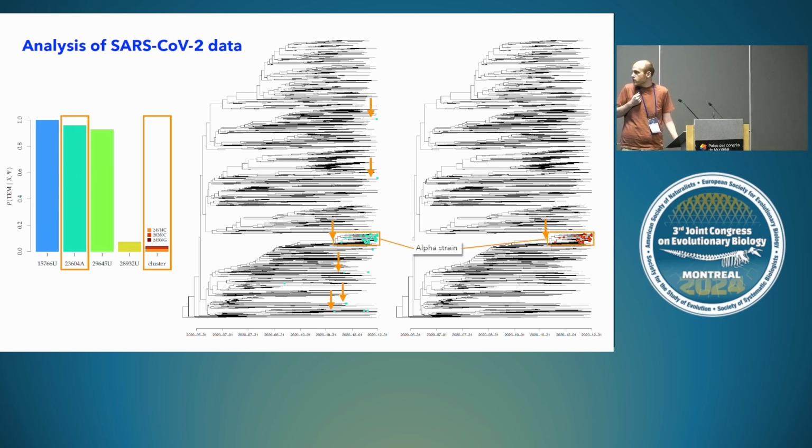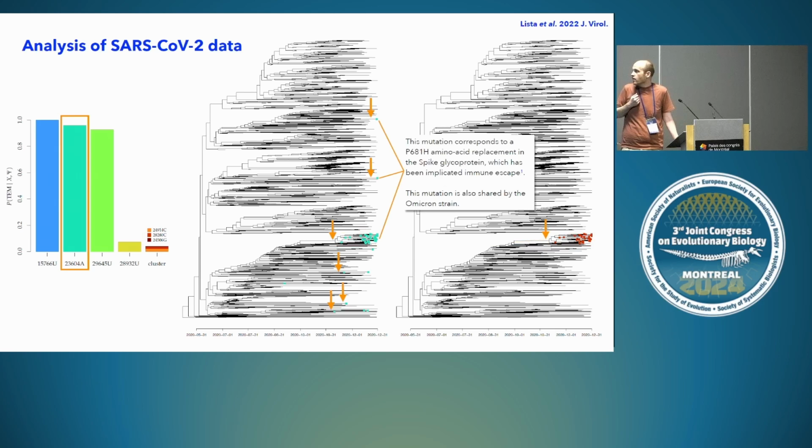Perhaps interestingly, this clade here is the alpha strain, which became dominant in the early part of 2021. And this mutation on the left actually corresponds to a particular amino acid replacement that is known to increase transmissibility. So the method is agreeing with prior results and also with experimental case studies.